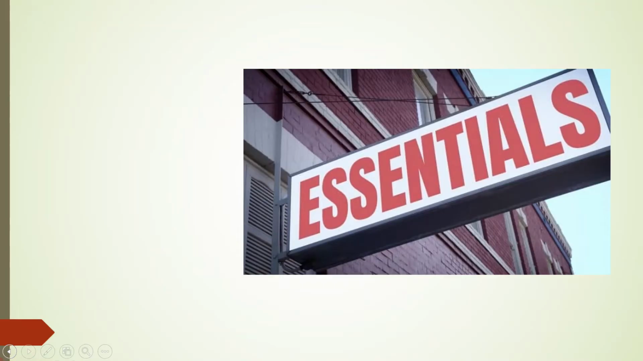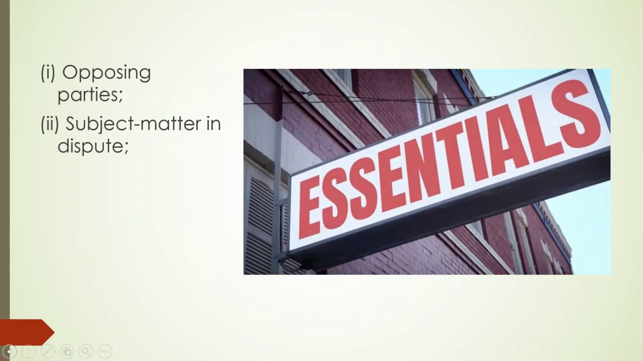Here are the essentials. There are 4 essentials of a suit. One is opposing parties. In every suit, there must be at least one plaintiff and one defendant. There may be more than one plaintiff and more than one defendant. But in the absence of either plaintiff or defendant, the suit cannot be instituted. Coming to the second essential.